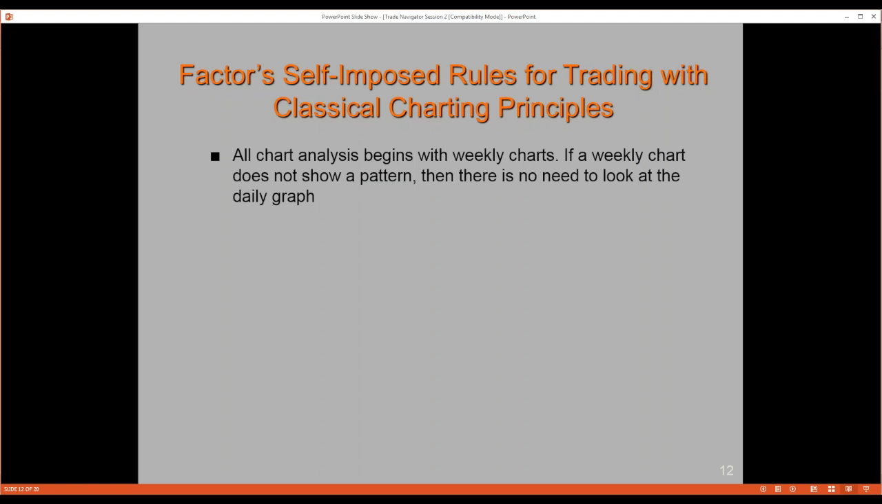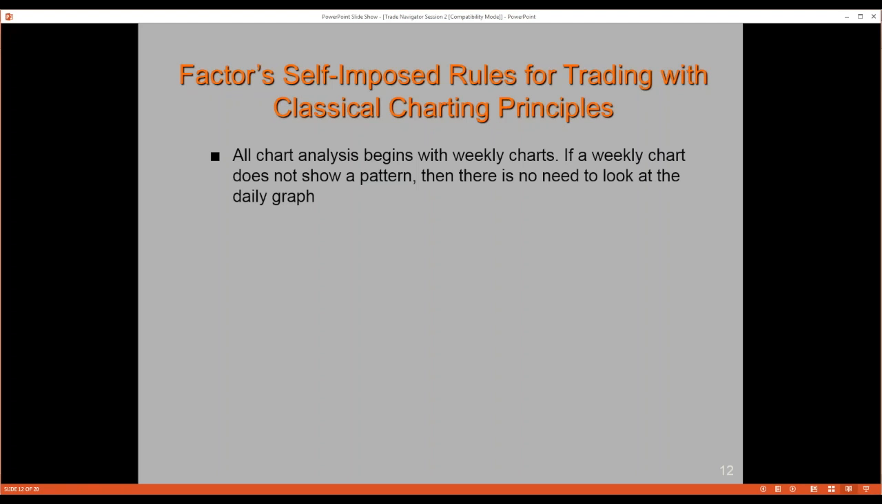All chart analysis begins with weekly charts. This is our rule. It doesn't have to be yours, but it's my rule. If a weekly chart does not show a pattern, there's no sense in looking at a daily graph, or certainly at any intraday graph. I start with weekly charts, and I'll touch on toward the end of this presentation how we do that. But weekly charts are our starting point. I want to be able to see a chart pattern in a weekly chart.